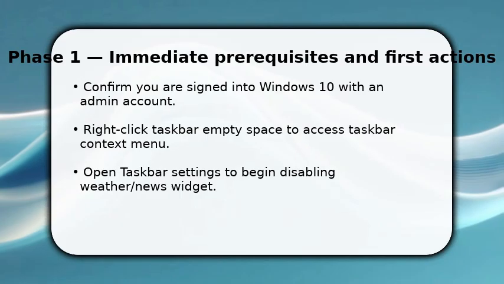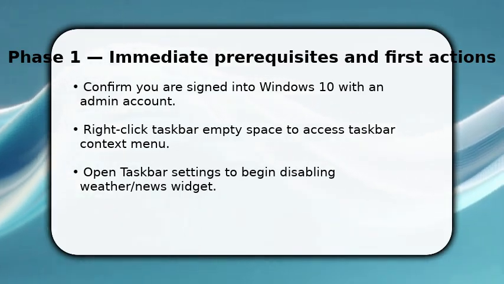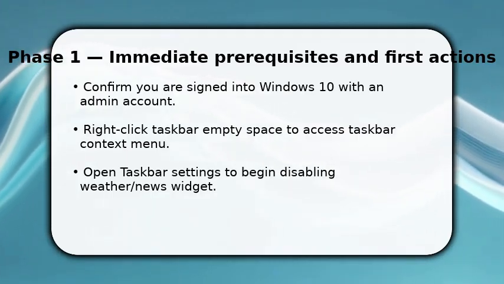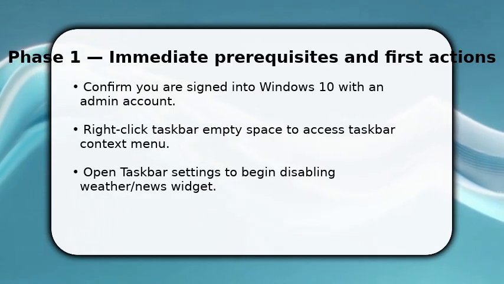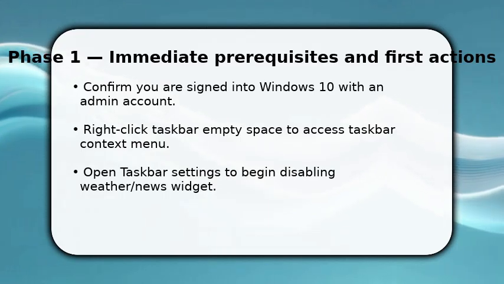You start by making sure you're using an admin account. This lets you change system UI settings. Right-click an empty area on the taskbar to open the context menu, then choose Taskbar Settings. Once done, you'll see the News and Interests option. This is the source of the weather display.